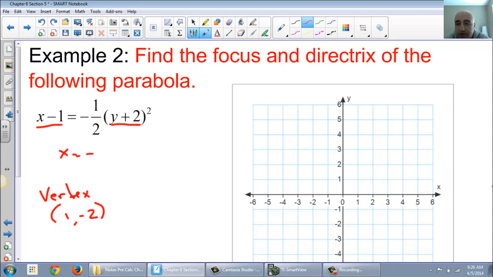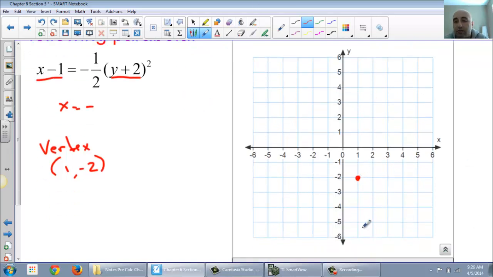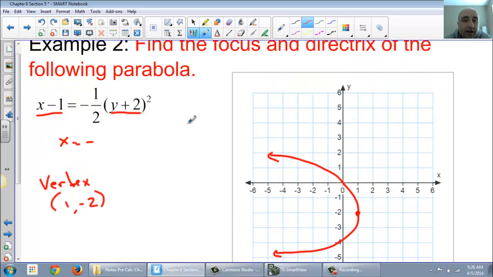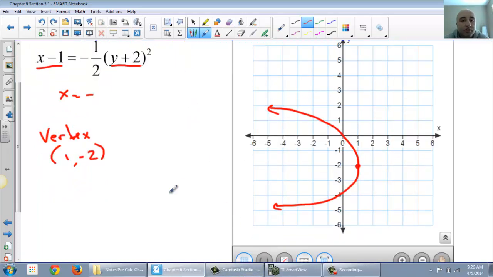So I'm going to plot the vertex first. So 1, negative 2. So there's my vertex. I'm now going to draw a parabola that opens to the left. So there we have it. Now, our focus, we need to find our p-value. We're still going to compare our number in front.